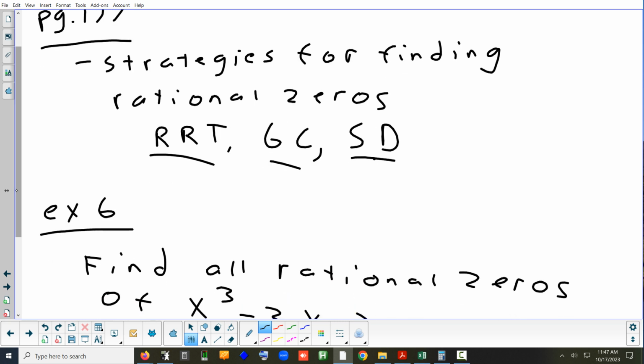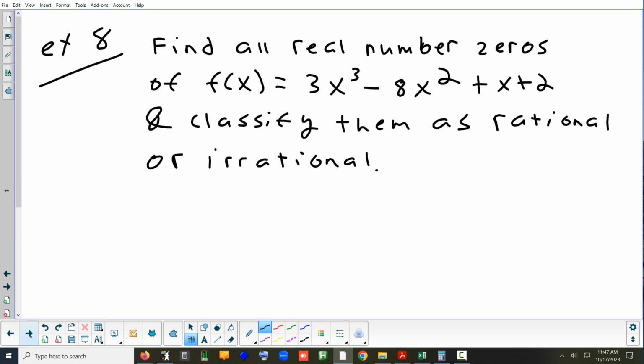So rational root theorem, graphing calculator, synthetic division. That's what those stand for. If we're putting it in a graphing calculator anyways, why do we need synthetic division? Why can't we just find the zero with the calculator? Because the calculator can only find a certain type of zeros. The calculator can only find real ones.